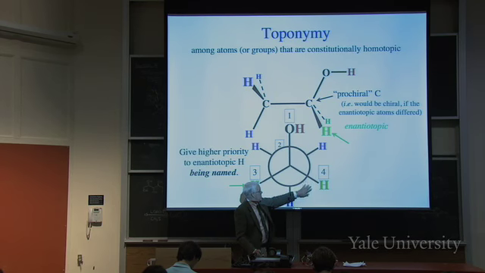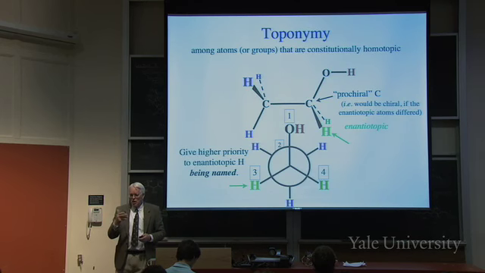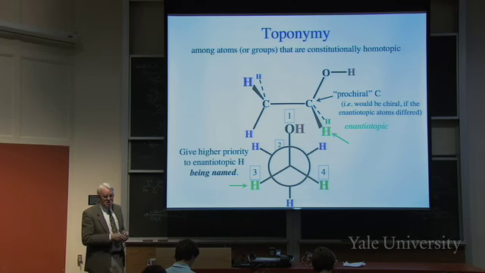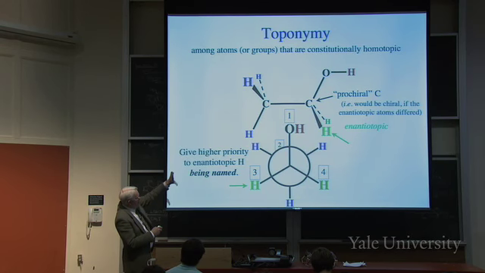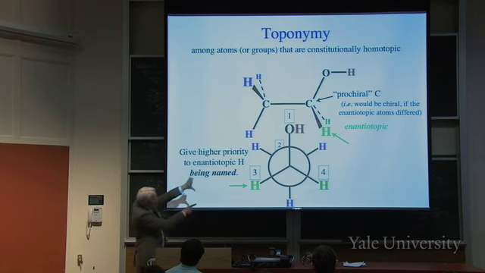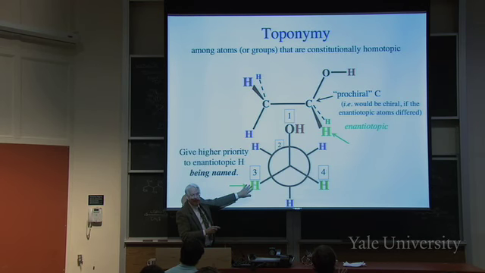So here's the lowest priority. You can run 1 to 4 in either direction, high to low or low to high. You get the same sense of handedness. So let's think about this. Here we have, if I put my left thumb coming out where this hydrogen is, the number 4, and curl my fingers, I go 1, 2, 3. Okay? So this one would be left-handed if it were higher priority. Everybody with me on that?